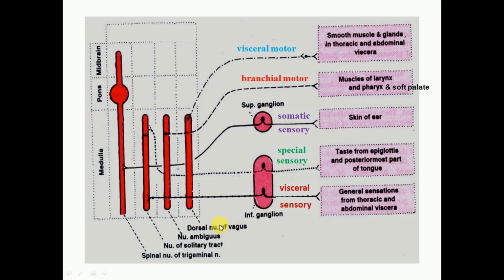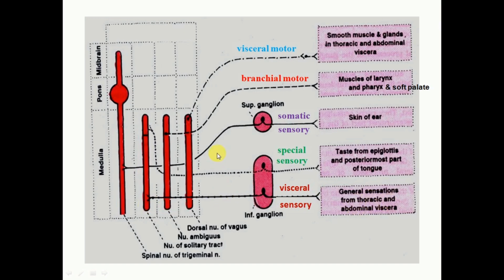Then there are the other nuclei. First is the nucleus of the solitary tract. We can see it here. It receives first of all the special sensory, that is taste sensation, from the epiglottis and the root of the tongue, and this will eventually relay in the upper part of the solitary nucleus, which is known as the gustatory nucleus. Whereas the main nucleus of the solitary tract will receive general visceral sensation from the lower part of pharynx, larynx, and thoracic and abdominal viscera.